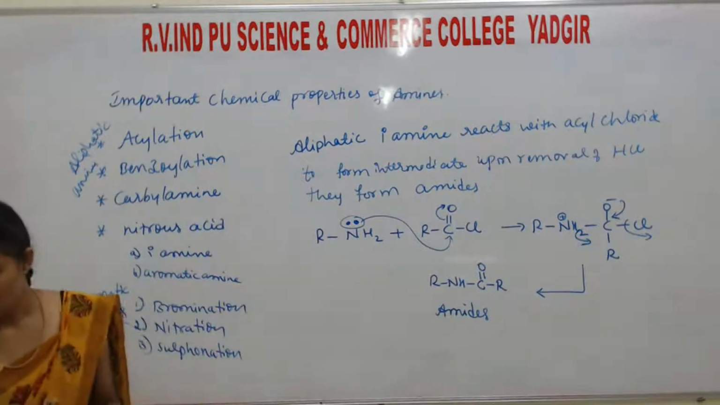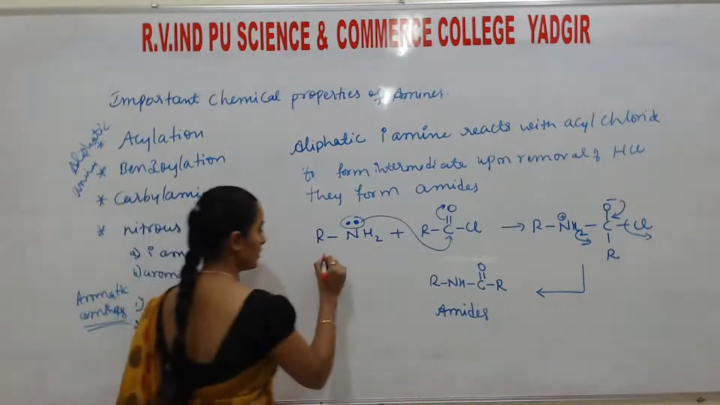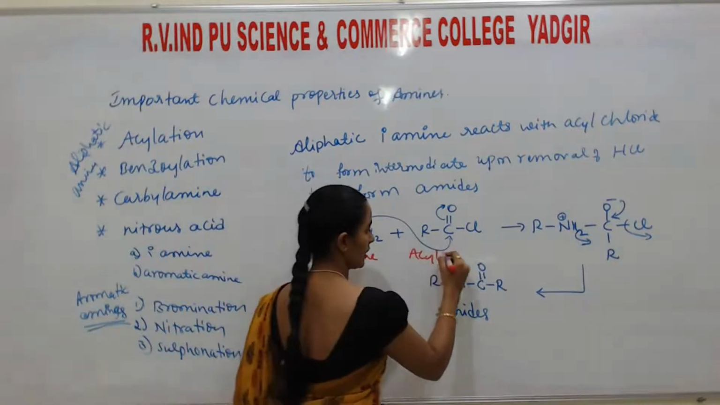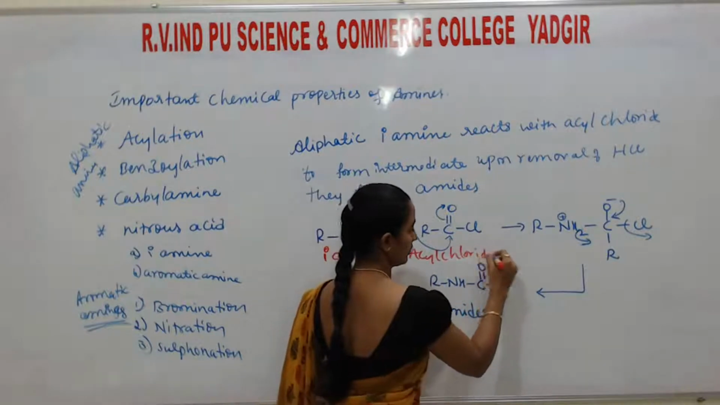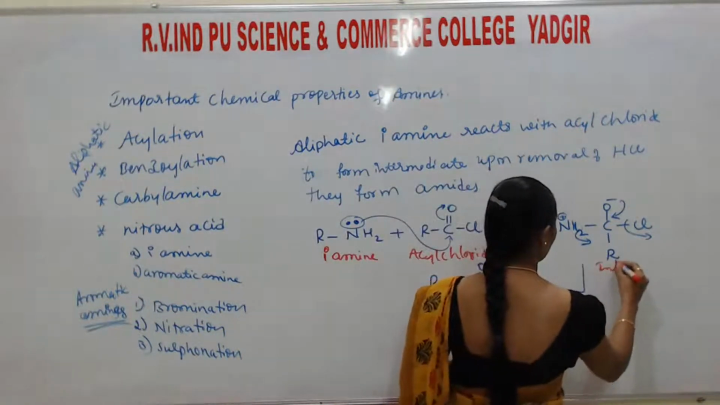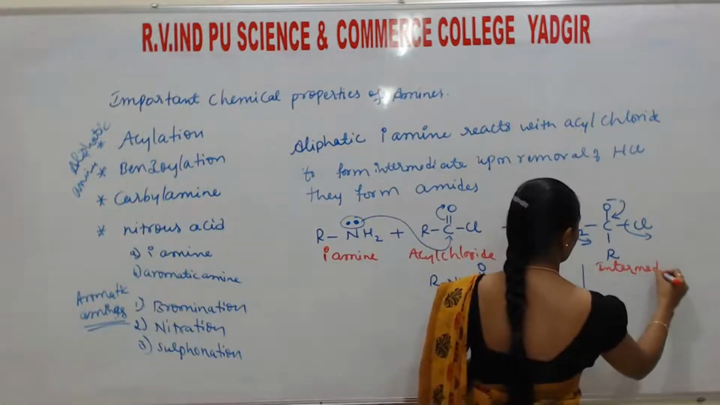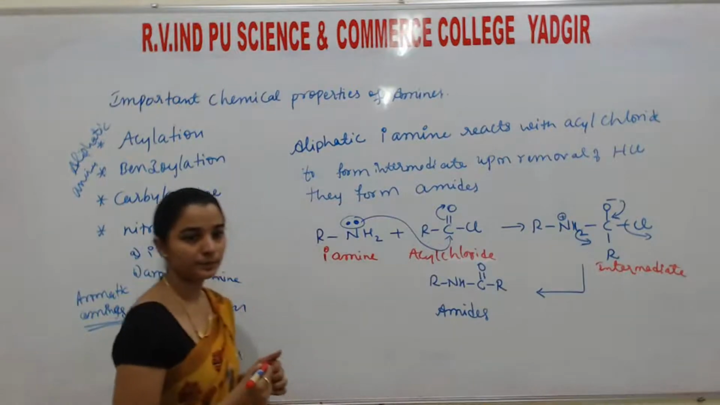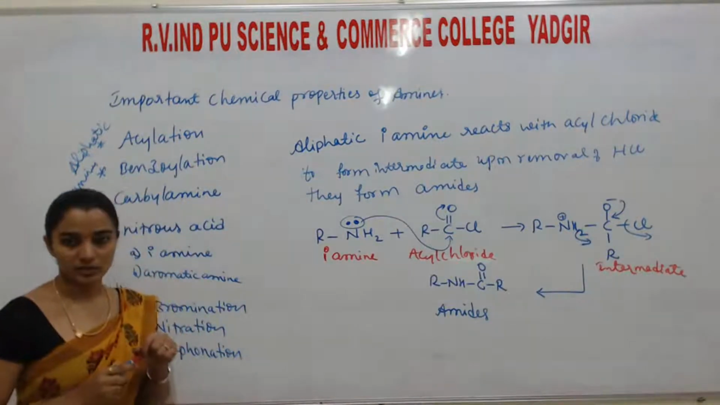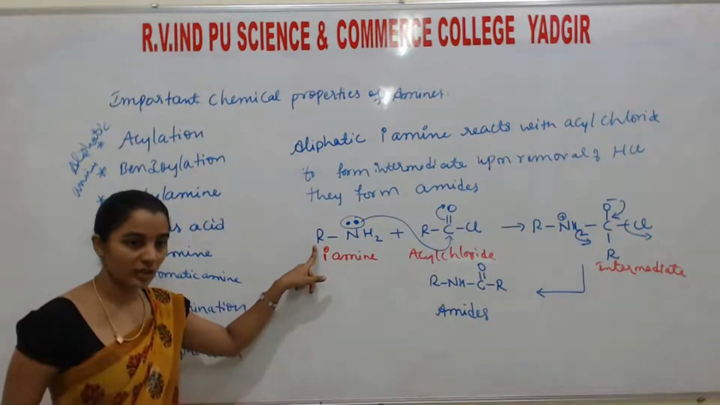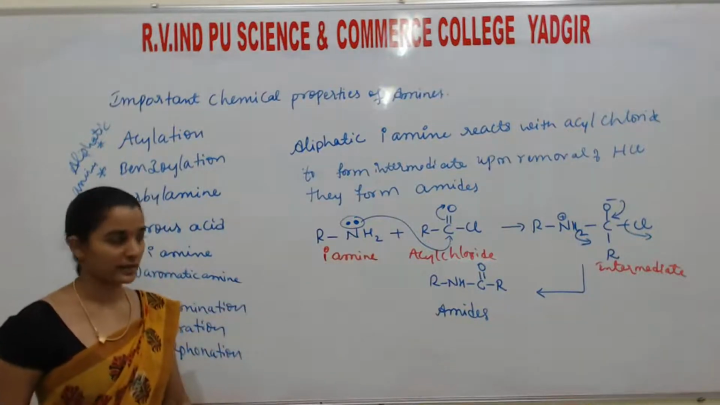Okay, so this is the explanation. This one is the primary amine, this one is the acyl chloride. Next, this one is the intermediate, and this one is the amide. This is the reaction. By replacing this R with a CH3 group, you may write the example also.